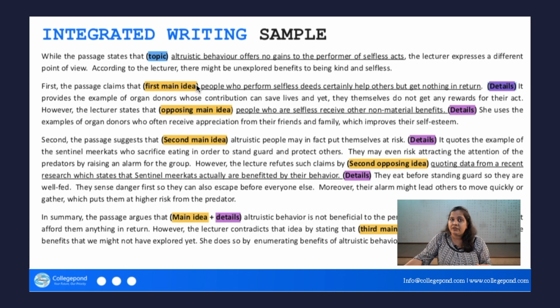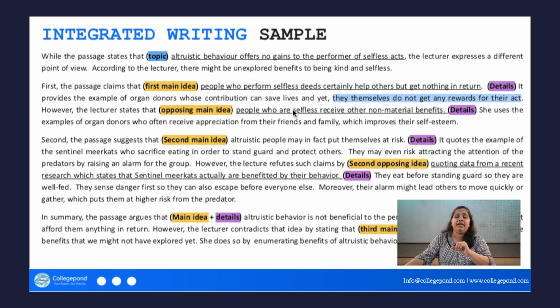So now that you've given the first main idea, then you give some details supporting that idea. Here it says it provides the example of organ donors whose contribution can save lives, and yet they themselves do not get any rewards for their act. So this is nothing but a paraphrase of what you said in the main idea. So paraphrases can help you elaborate the same idea and add more flavor to it, add more flair to it.